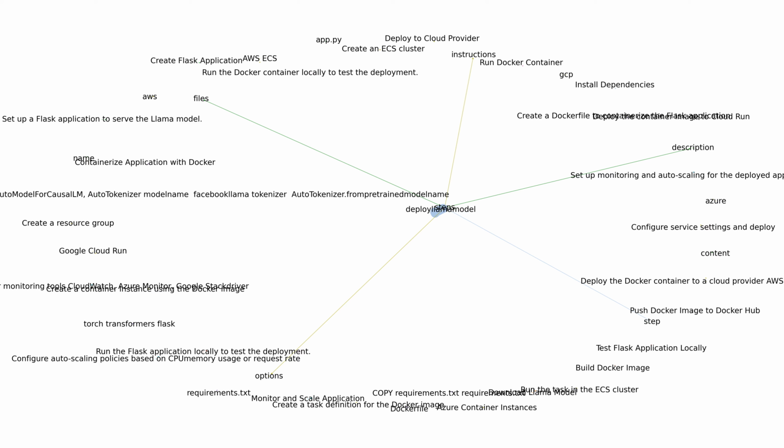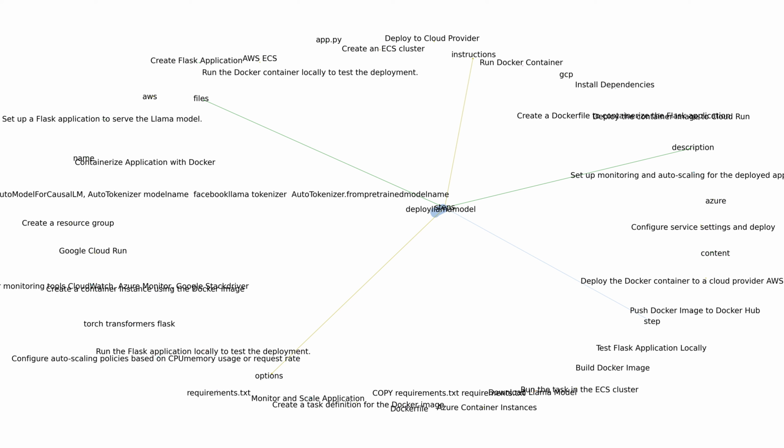Step: Create Flask application. Description: Set up a Flask application to serve the Llama model. Create a Python file, app.py, that initializes a Flask server, loads the pre-trained Llama model, and defines an endpoint, generate, to accept POST requests with prompts and return generated responses.